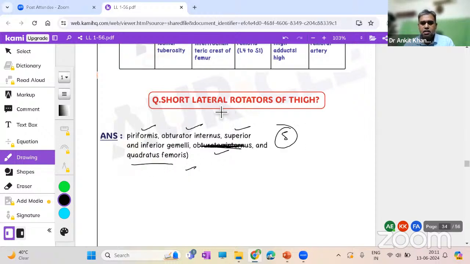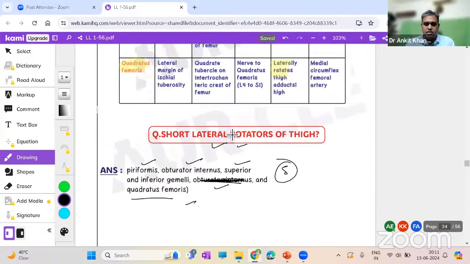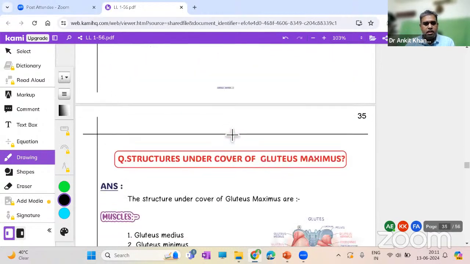So remember, these 5 are lateral rotators of the thigh. Normally, they are directly supplied by the branches of the lumbosacral plexus. Okay, lumbosacral plexus. Do remember this. So yeah, 5 and 3, 8 muscles we have already sort of covered.